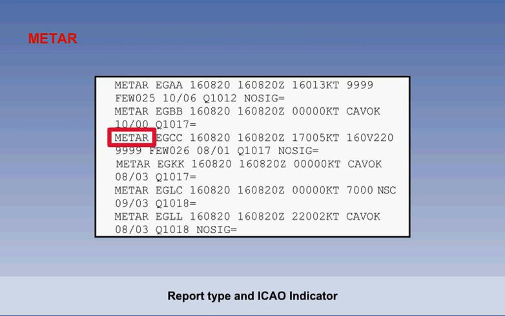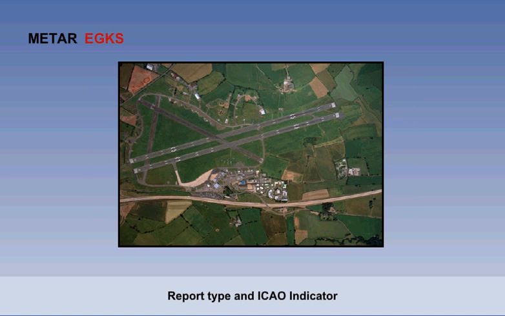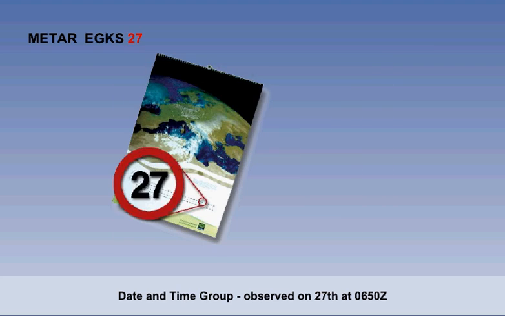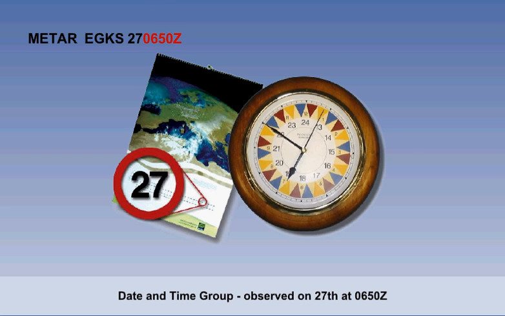This will be followed by the ICAO location indicator. In this example, we'll use Kingsbridge. The next group is the date and time of the observation. The first two numbers represent the date, followed by the time in UTC.